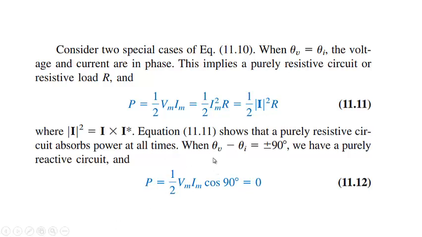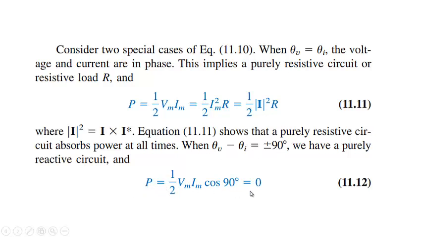And when theta V minus theta I is equal to plus or minus 90 degrees, we have a purely reactive circuit. If it is plus 90 degrees, that means we have an inductive circuit. If it is minus 90 degrees, we have a capacitive circuit, because plus 90 means voltage is ahead of current by 90 degrees, that is the inductive circuit, and minus 90 degrees means voltage is behind the current by 90 degrees, that means it's a purely capacitive circuit. And in both the cases, cos of plus 90 or cos of minus 90 is equal to 0, so P will be equal to 0.